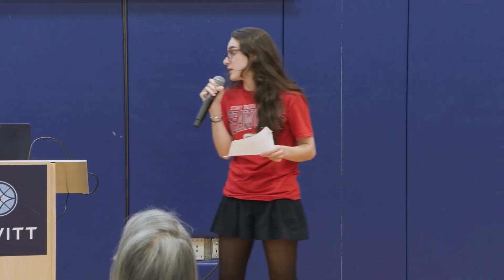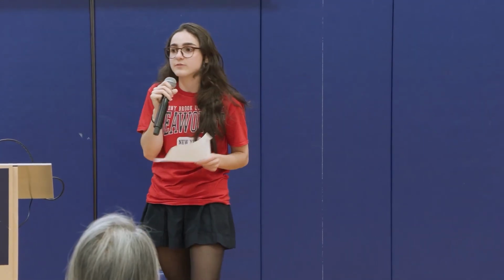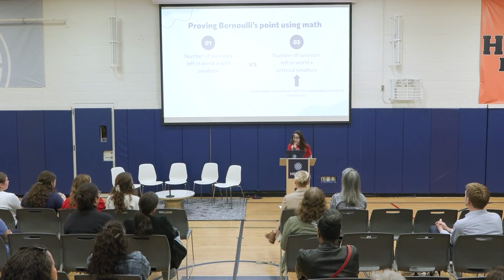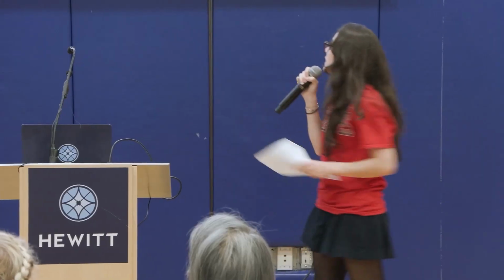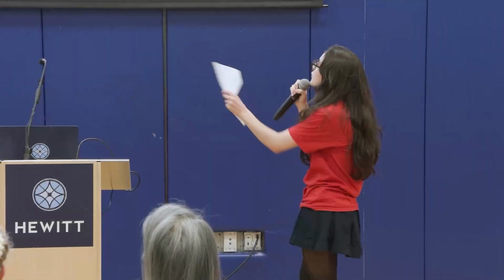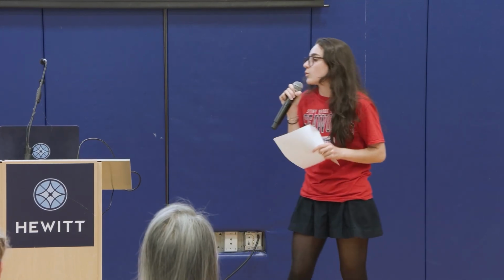But Bernoulli saw the benefits in it and figured that he could try convincing the French people of the benefits of inoculation by creating a mathematical model. In quickest terms, what Bernoulli does with his model is he creates, using math, two versions of the same population, which I call World X on the slideshow. The first version describes the decline of a population living in a world with the threat of smallpox.